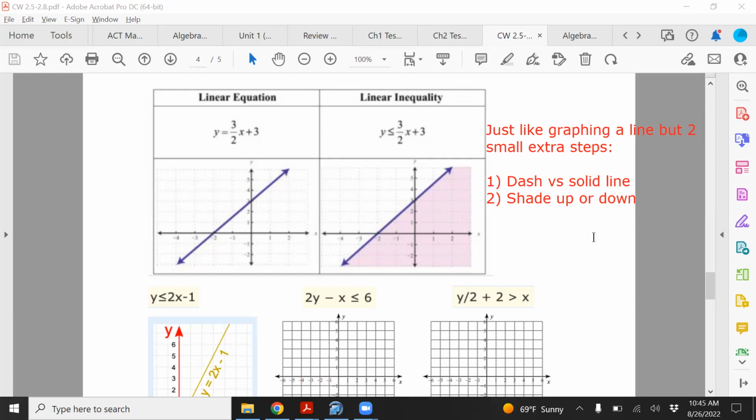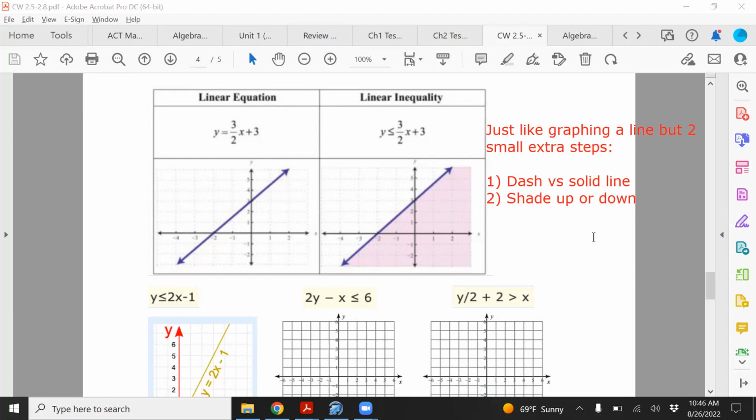So right here, you use solid if it's like this. Straight up, it's greater. But the one like that, the alligator leaning the other side, is less.